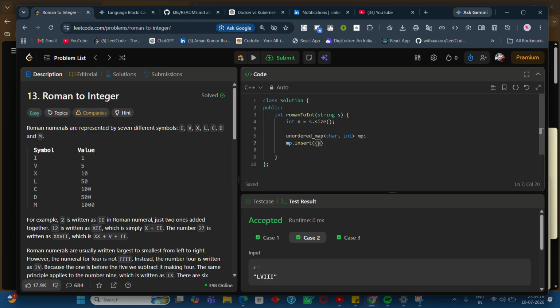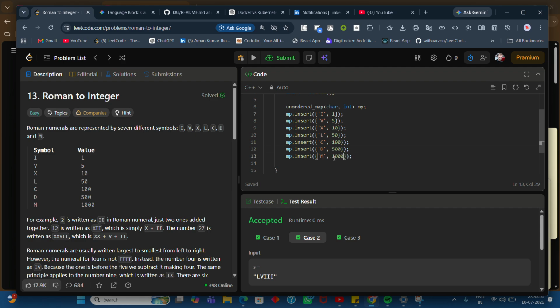Okay, so character I, its value is 1. Similarly we can do all V, X, L, C, D, M. So character V has value 5, character X has value 10, character L has value 50, character C has value 100, character D has value 500, and the last, M, has value 1000.